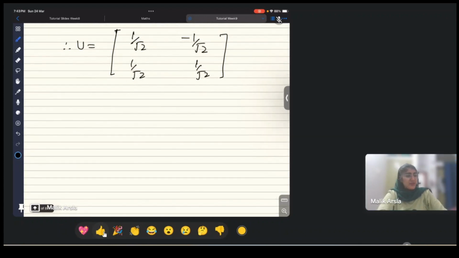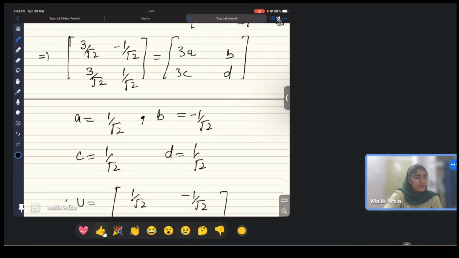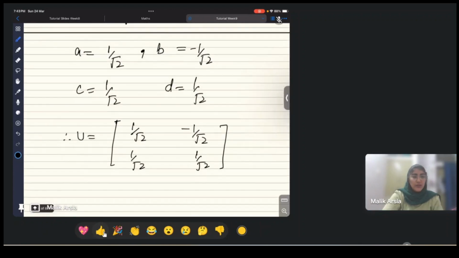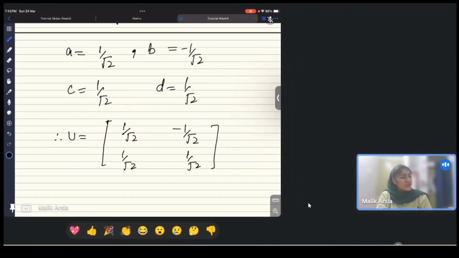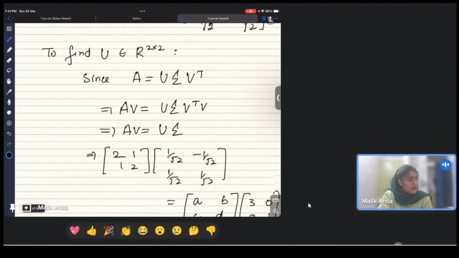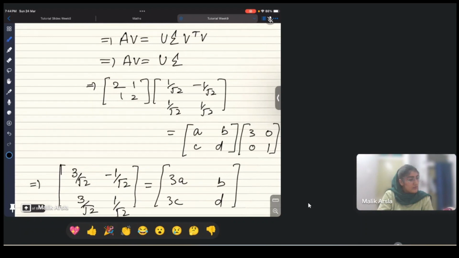So everyone got till here? Those who have not solved at home, are you able to solve it here? We can multiply sigma with minus 1. It's your choice. Like what, sigma with minus 1? I'm not getting it.